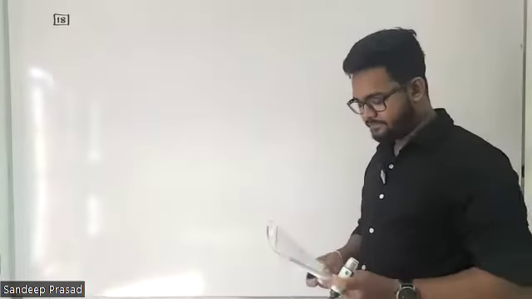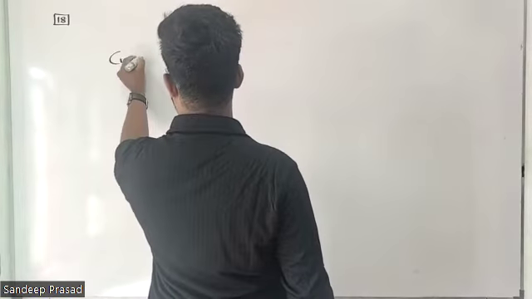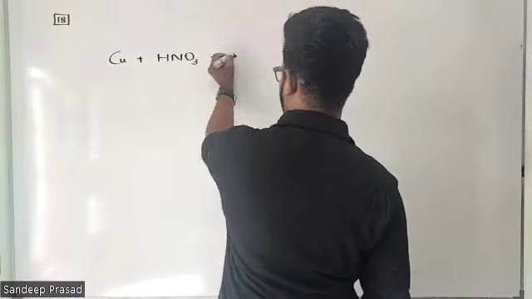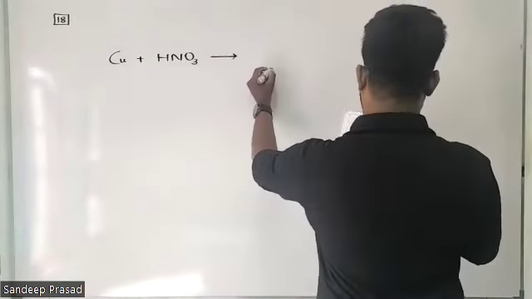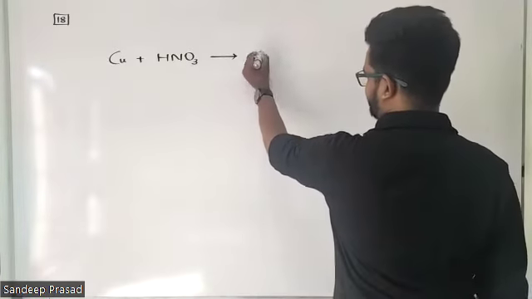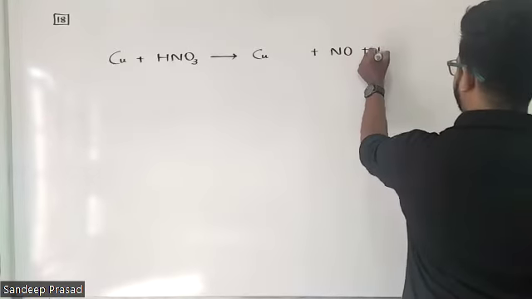So read the question carefully. Copper metal has sometimes been found to react with nitric acid to produce both nitric oxide and nitrogen dioxide. Write a balanced chemical equation for this reaction. So they have given that copper metal sometimes produces nitric oxide and nitrogen dioxide. Then let me put here nitric oxide and nitrogen dioxide.